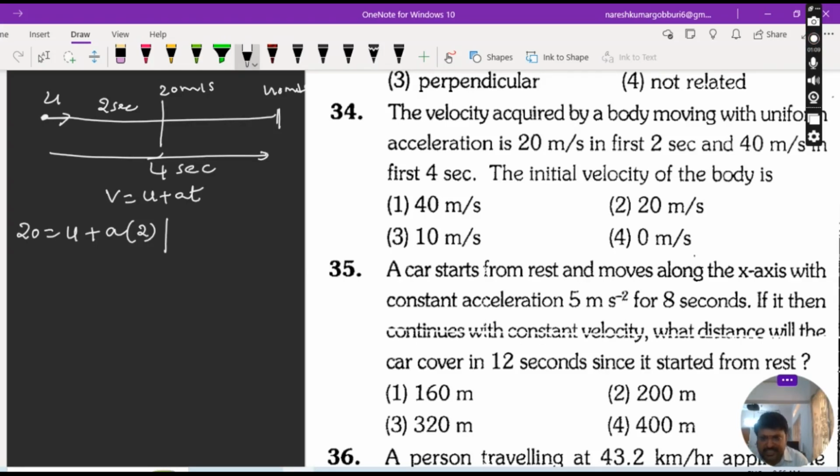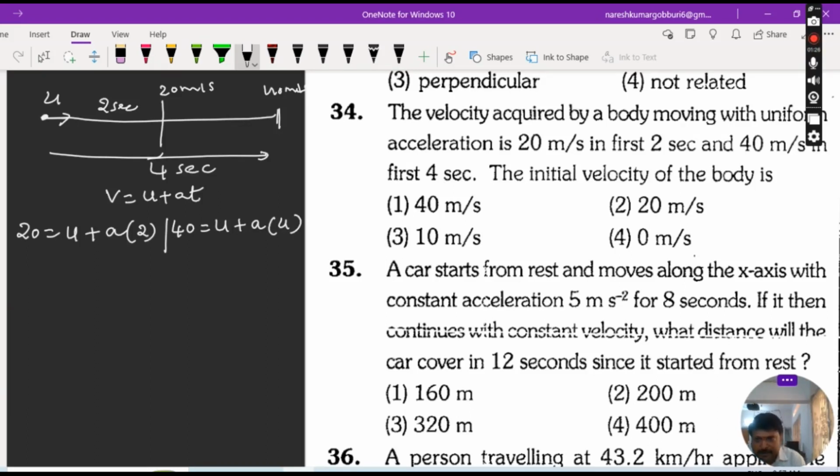Then apply the first equation of motion for the first 4 seconds. After the first 4 seconds the final velocity is 40 meter per second, the initial velocity is u only, the acceleration is a, and the time is 4. So compare equation 1 and 2.